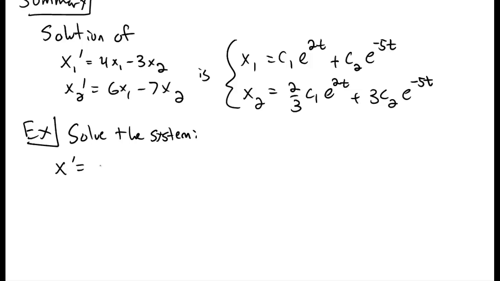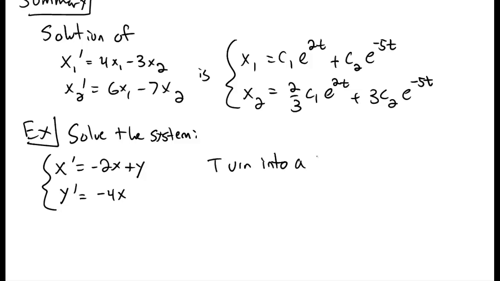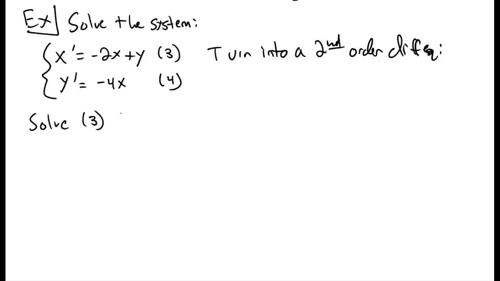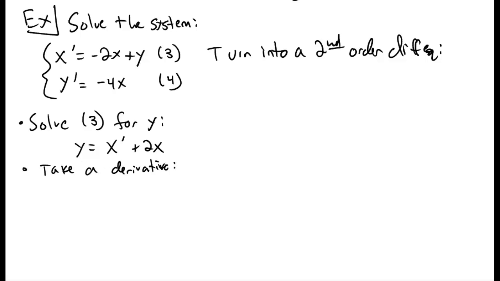Okay, let's look at another example. So let's solve the system x prime is equal to minus 2x plus y, and y prime is equal to minus 4x. So again, we can turn this into a second order differential equation by solving equation 3 for y. And so we get y is equal to x prime plus 2x, and then take a derivative of this. So y prime is equal to x double prime plus 2x prime.